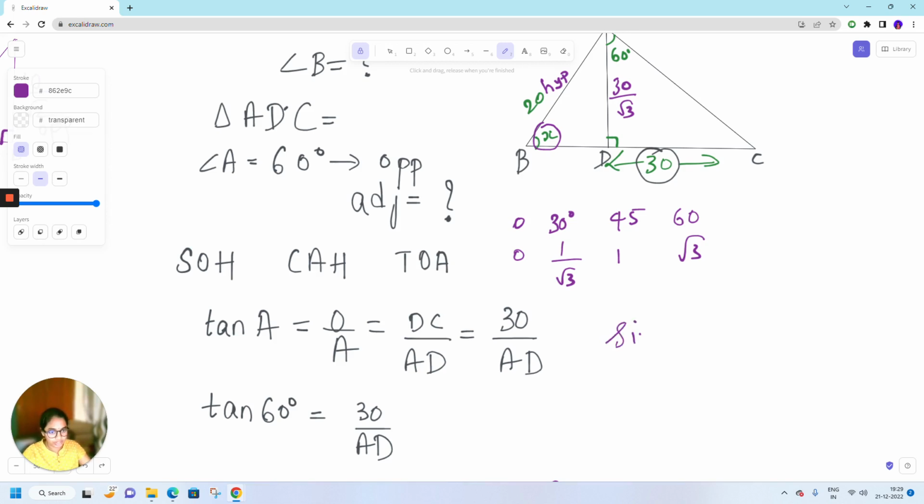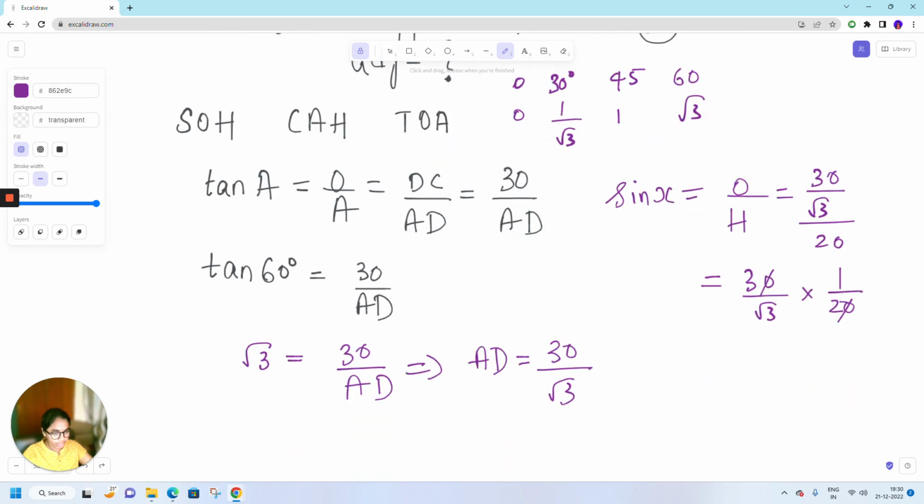Let me take sine theta itself. That is sine x is equal to opposite divided by hypotenuse. Opposite is 30 divided by root 3, divided by 20, right? So if I take this to the numerator, it would become 30 divided by root 3 into 1 divided by 20. 2 and 2 get cancelled. I would have 3. Can I write 3 as root 3 into root 3?